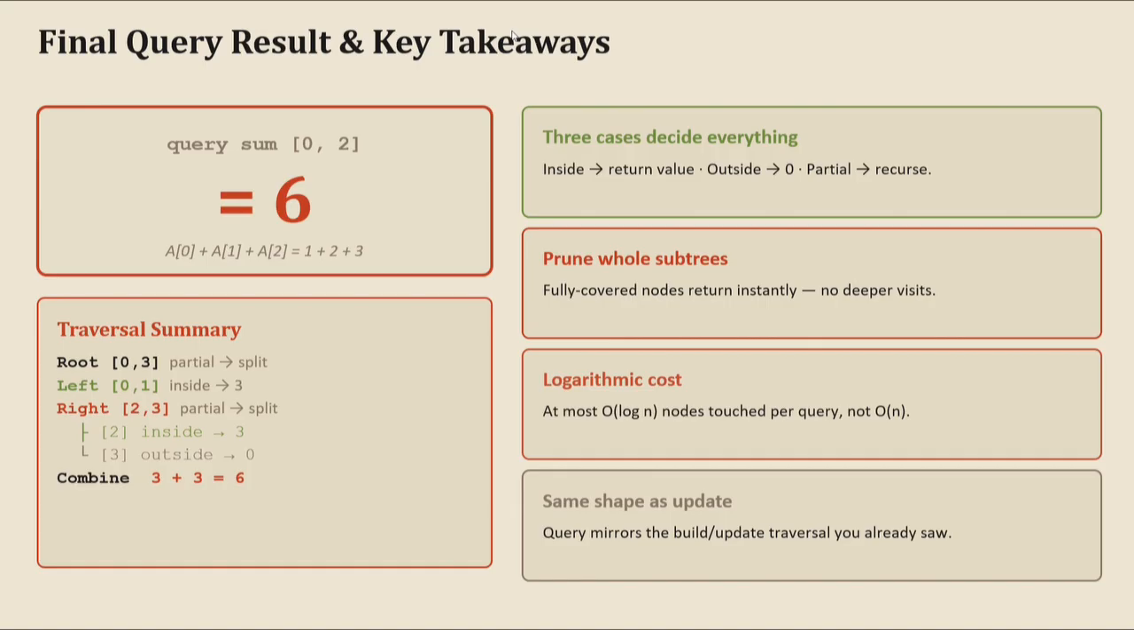Three takeaways. First, three cases decide everything: inside, outside, and partial. That's the complete logic. Second, subtree pruning is the source of efficiency. Fully covered nodes return instantly without visiting their children at all. Third, the cost is order of log n. At most, order of log n nodes are touched per query, compared to order of n for a linear scan. And finally, this query traversal follows the same shape as the build and update traversals. Once you understand one, you understand all three.